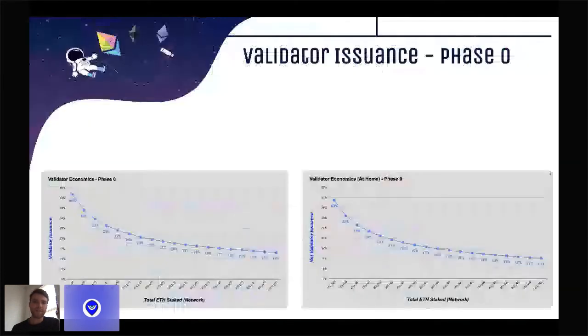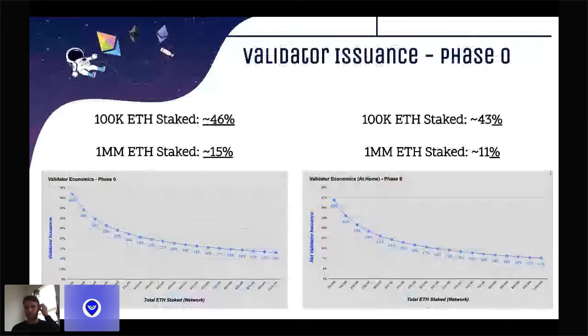So let's talk a little bit about some outputs here. We're going to look at two graphs. The graph on the left is the one from earlier. This is just network level and includes no cost whatsoever. This is just what the token on token would be individually for the validator, from 100,000 ETH staked in the network all the way up to 1 million, with a high of 46% at the 100K mark and a low of 15% at the 1 million mark.